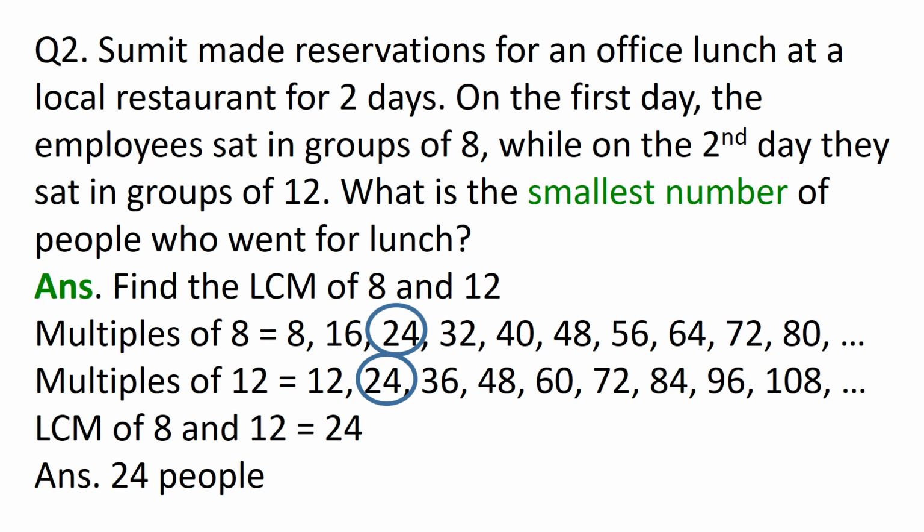Multiples of 8: 8, 16, 24, 32 till 80 I have written and so on. Multiples of 12, I have written till 108 and so on. They are nothing but the tables of 8 and 12. Now you can see the LCM of 8 and 12 is 24. 24 is the first common multiple of 8 and 12. So 24 people is the smallest number of people who went for lunch.